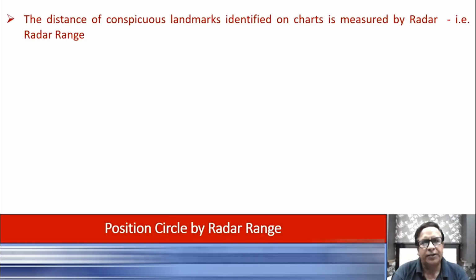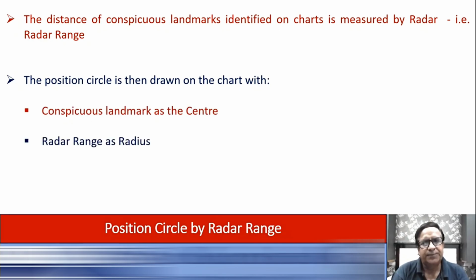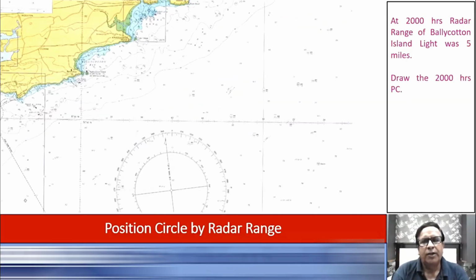Position circle by radar range. The distance of the conspicuous landmark identified on the chart is measured by radar and referred to as radar range. The position circle is then drawn on the chart with the position of the object as the center and the radar range as its radius. Let's try and look through it with a simple example. At 2000 hours, radar range of Ballycotton Island light was 5 miles. Draw the 2000 hours position circle.